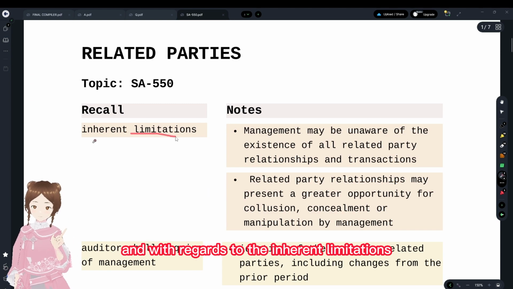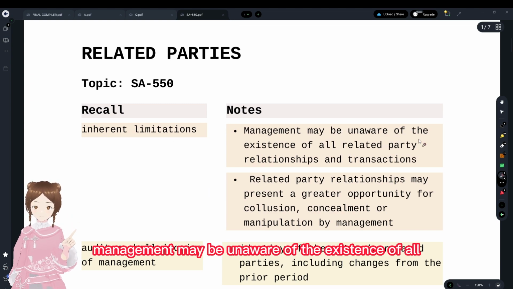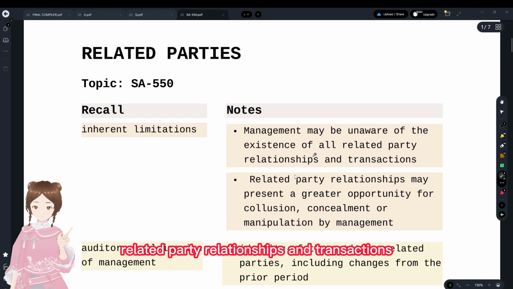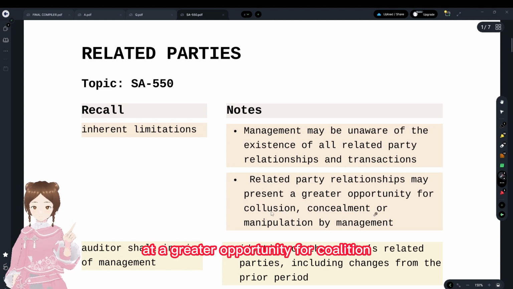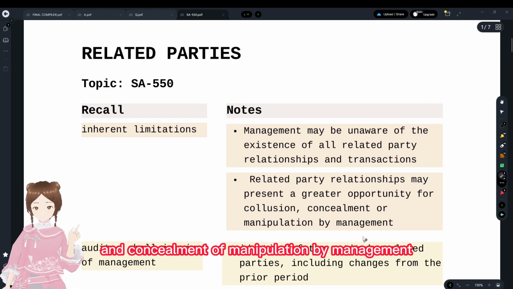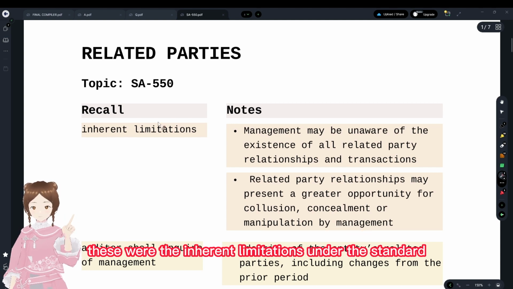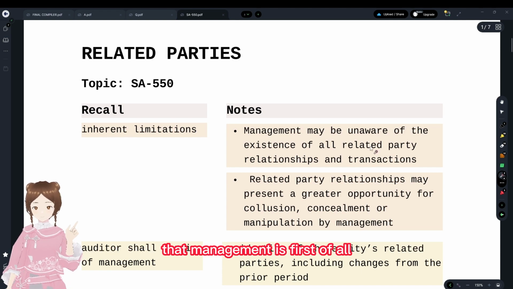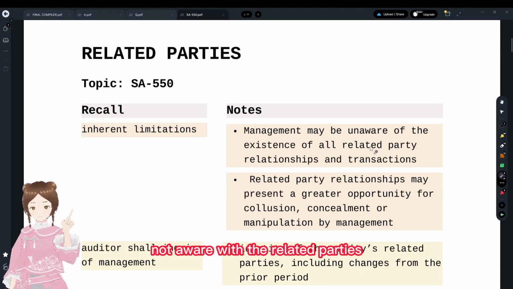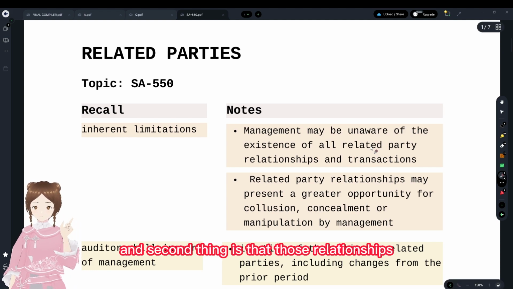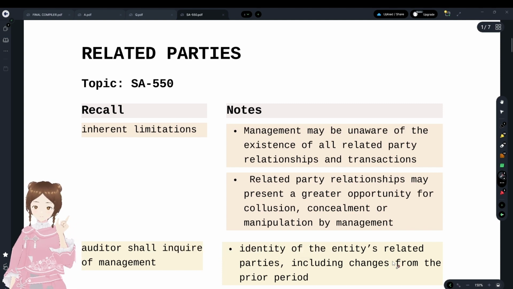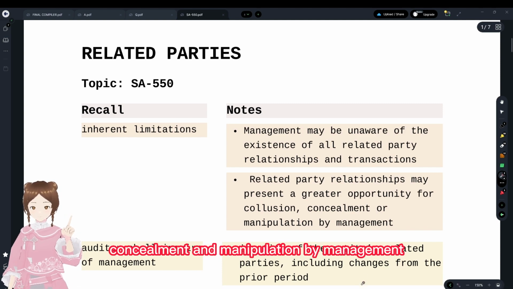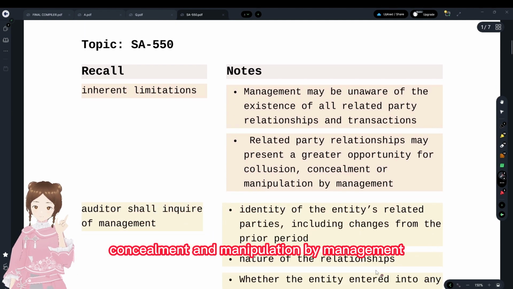And with regards to the inherent limitations, management may be unaware of the existence of all related party relationships and transactions, and related party relationships may present a greater opportunity for collusion, concealment or manipulation by management. These were the inherent limitations under this standard: management is first of all not aware of the related parties and their transactions, and second, those relationships provide a greater opportunity, again a fraud risk factor, thus providing an opportunity for collusion, concealment, and manipulation by management.